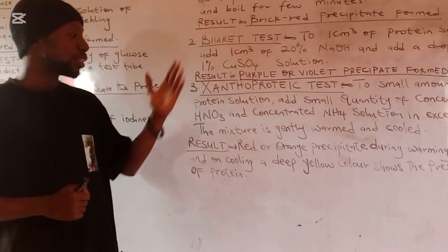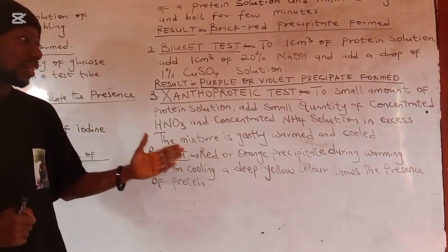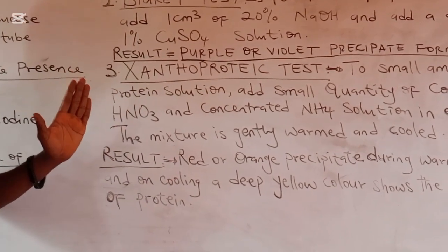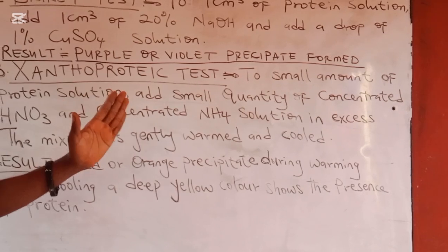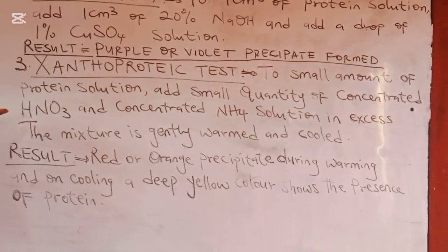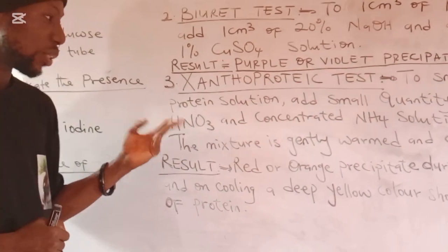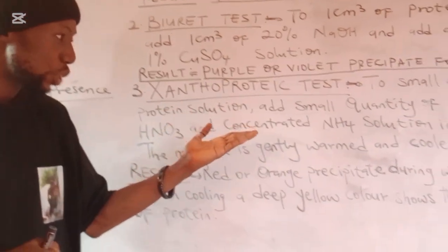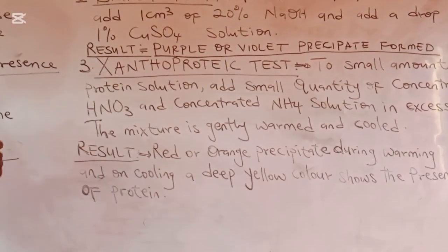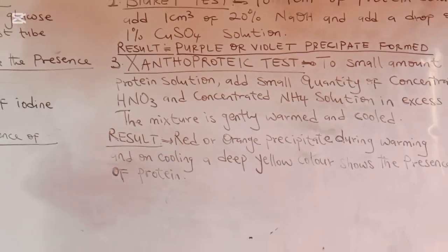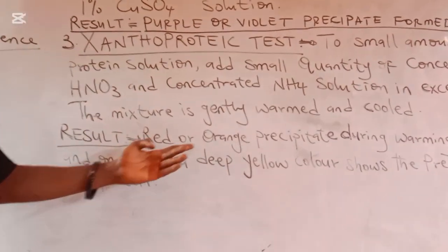The last test for protein on the whiteboard is the xanthoproteic test. In this test, we add small amounts of protein to small amounts of concentrated nitric acid, and concentrated ammonia solution in excess. Then you mix and heat gently. Then the result here is red or orange.